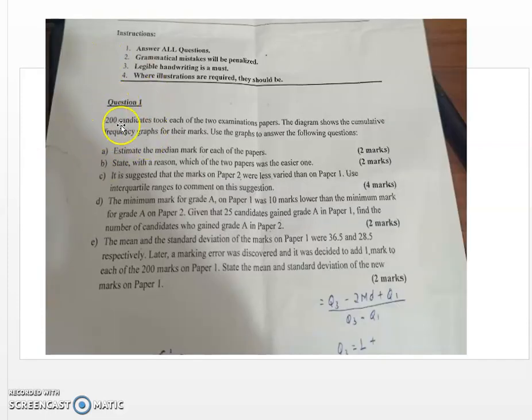In this question, 200 candidates took each of 2 examination papers. The diagram shows the cumulative frequency graph for their marks. Use the graph to answer the following questions. We are to estimate the median mark for each of the papers.